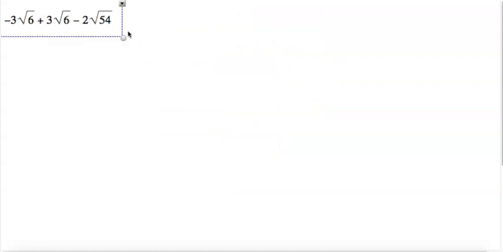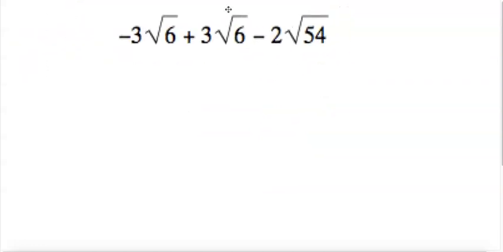Next one. Got 2 more examples. All right, here we go. So similar example in this one. Maybe we'll skip this one and we'll add another one here. So the 6 is the same here. So this is negative 3 radical 6 plus 3 radical 6 minus 2, and then this one again breaks down to 9 times 6.